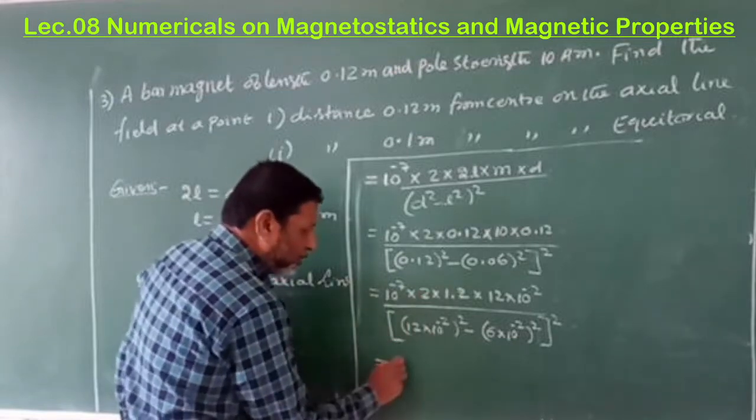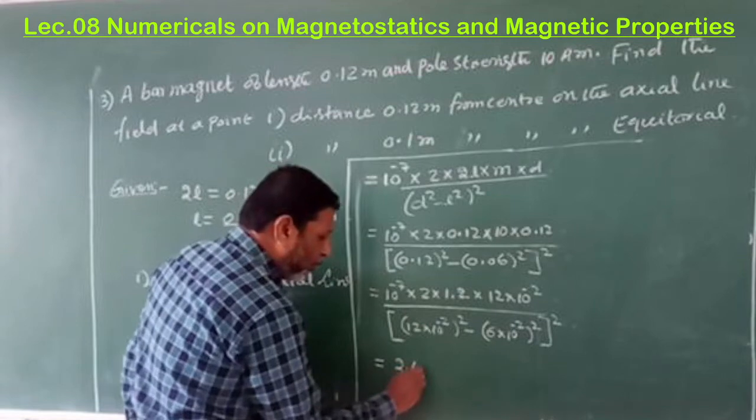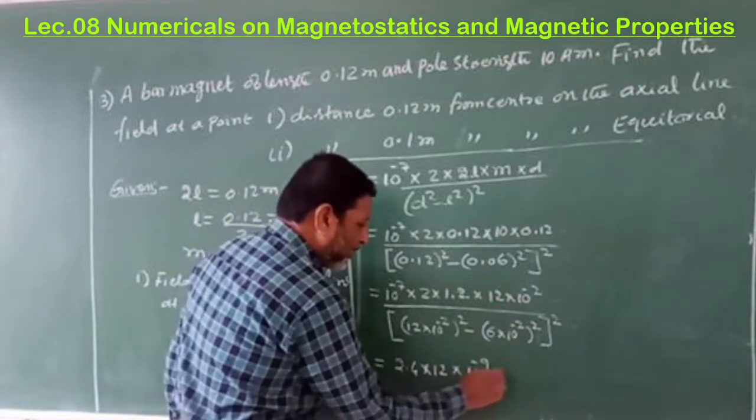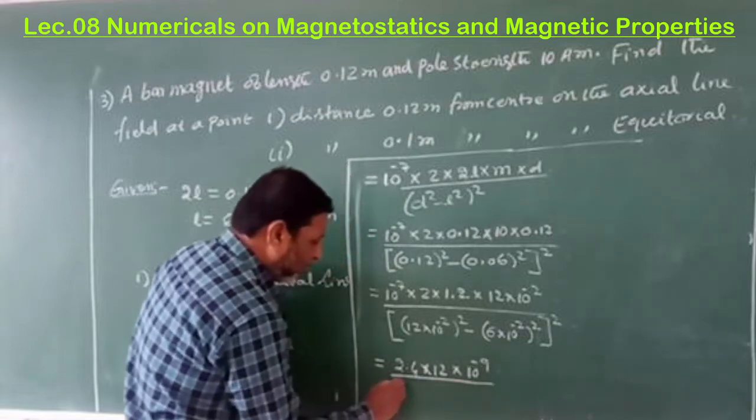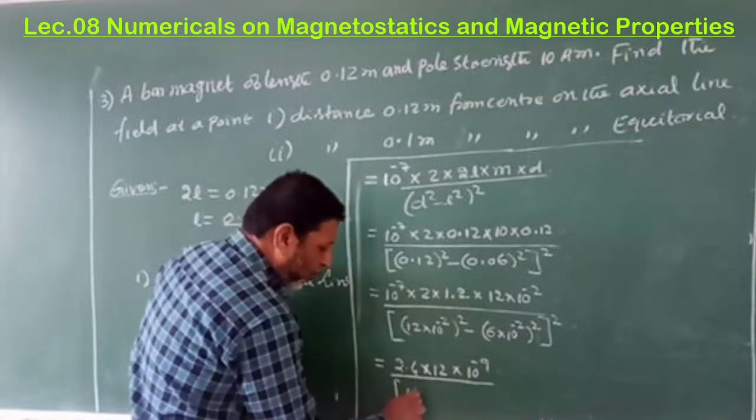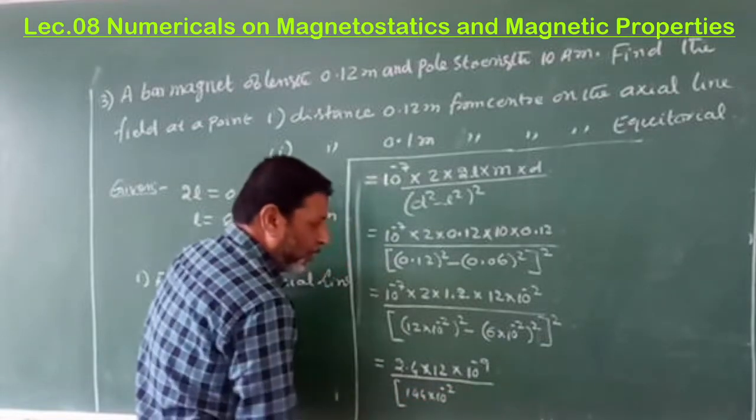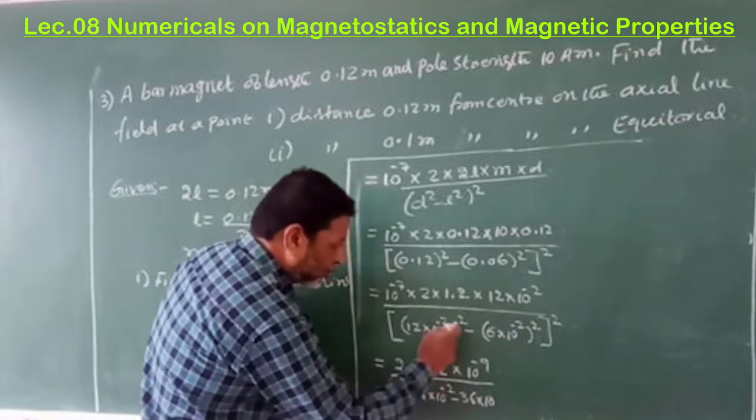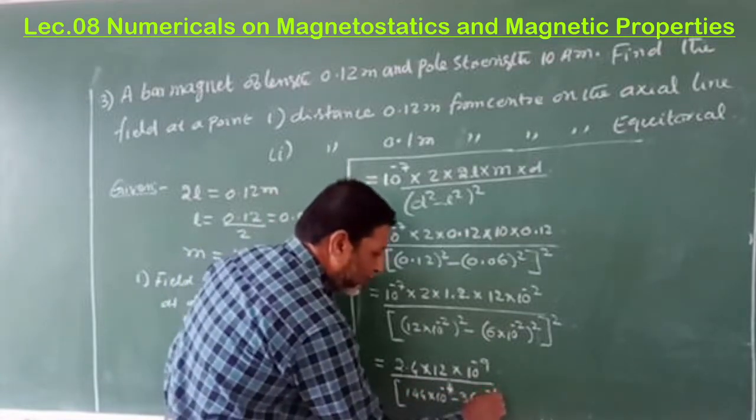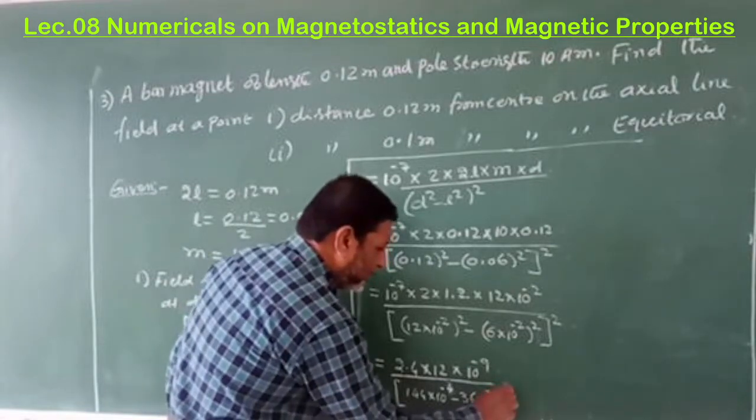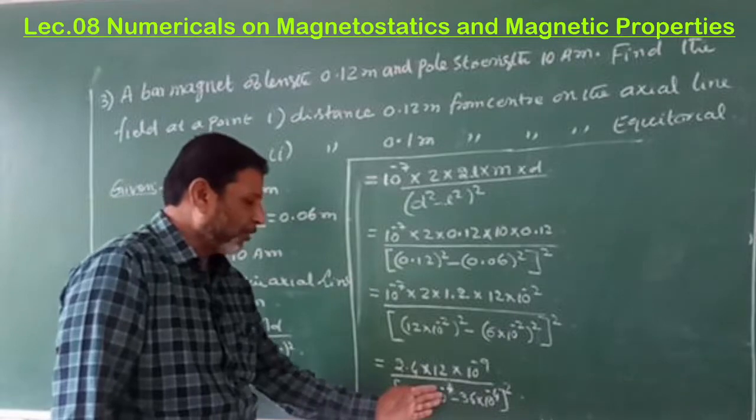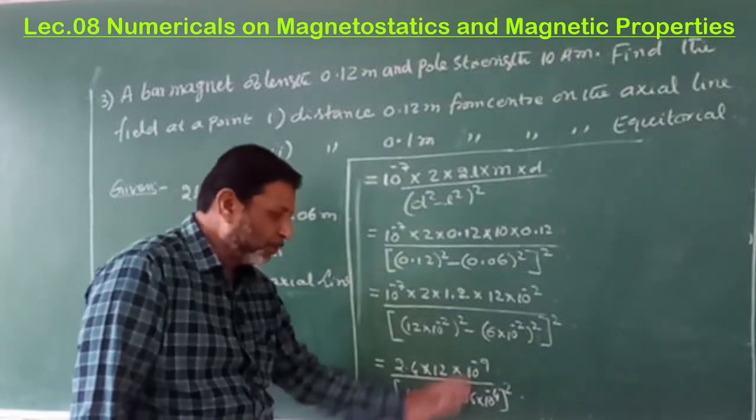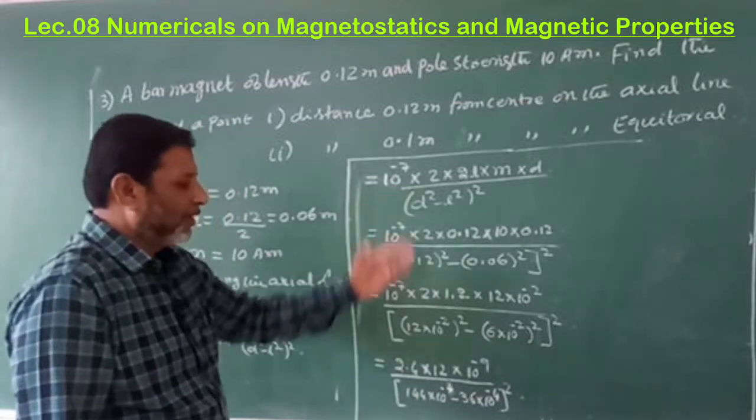Then 1.2 into 2 is 2.4 into 12, and 10 raised to minus 7 minus 2 is 10 to the power of minus 9, divided by 144 into 10 raised to minus 4 minus 36 into 10 raised to minus 4, since it is squared. Now take 10 to the power of minus 4 out common, its square gives minus 8, then subtract and simplify. Then you will get the field along the axial line.